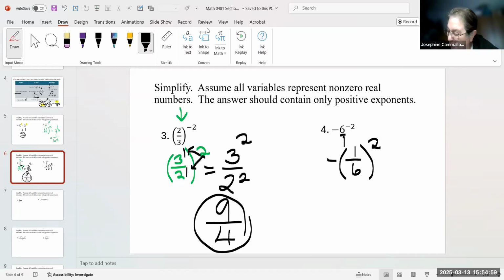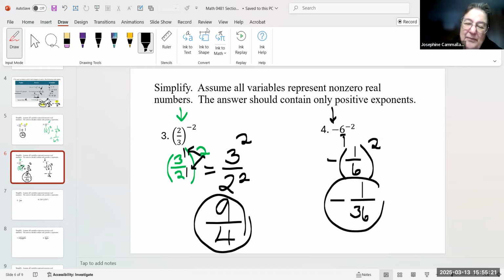1/6 to the +2, which means I have a negative. This negative has nothing to do with the -2. It is not the base of the exponent, which is going to give me 1 over 36.